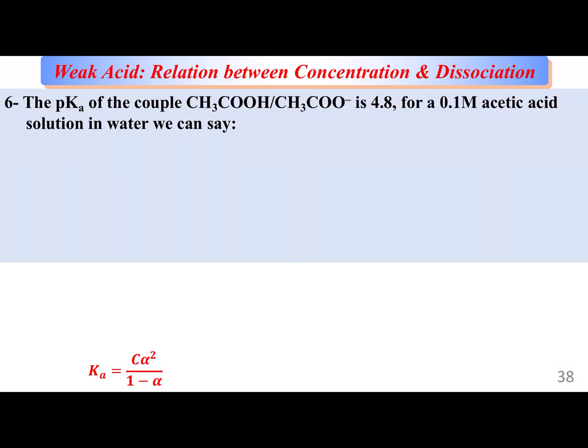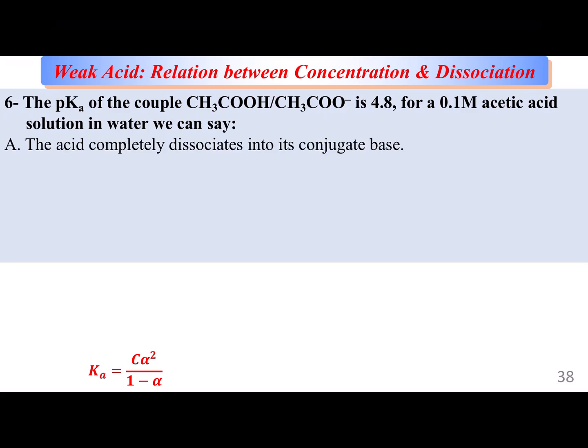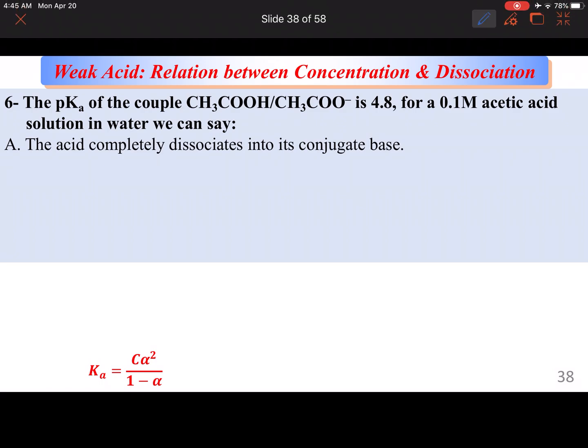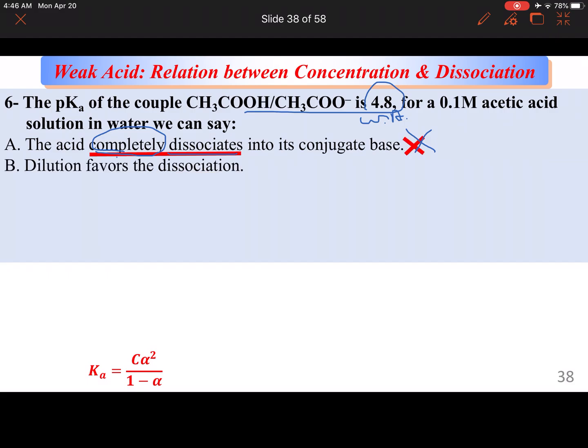The pKa of acetic acid is 4.8. For a 0.1 molar acetic acid solution in water, we can say, this is number 6, that the acid completely dissociates into its conjugate base. Guys, this is a weak acid. They gave you Ka, so the idea of completely dissociating is simply never the case. Okay? Weak acids only partially dissociate. It does not completely ever dissociate, or else it would be called a strong acid. So this is definitely wrong.